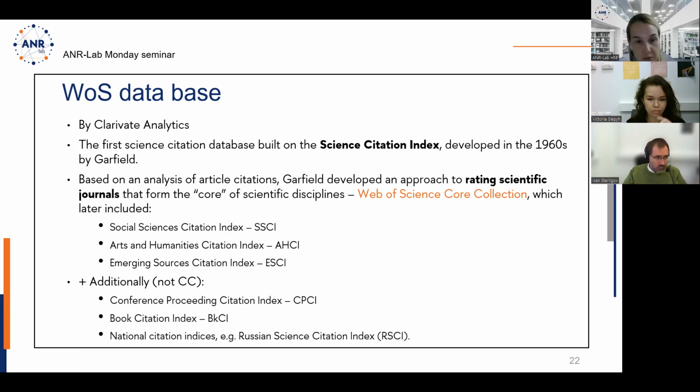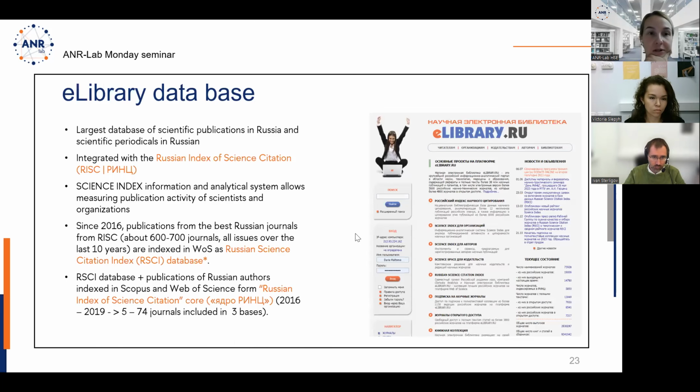there are national citation indices included, including Russian Science Citation Index, which is the product done by the eLibrary database, electronic library. So this is important. It shows that this index is not included into Web of Science Core Collection, but you can find it in Web of Science in general.